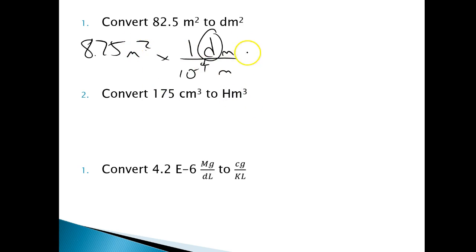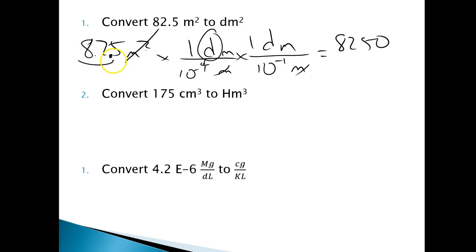But since it's meters squared, what I'm going to do is rewrite this exact same thing so that the meters squared cancel out. And when I get 82.5, I do the math. 82.5 divided by 10 to the negative 1 divided by 10 to the negative 1 is 8,250. 3 sig figs, decimeters squared.